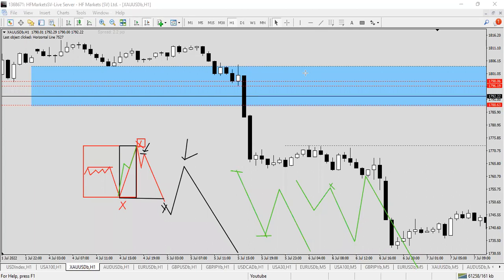Are there imbalances? Are there short-term highs? Are there short-term highs in discount? Are there short-term highs in premium? Right? That there's a big difference between the two of those. And then all you have to do is wait.